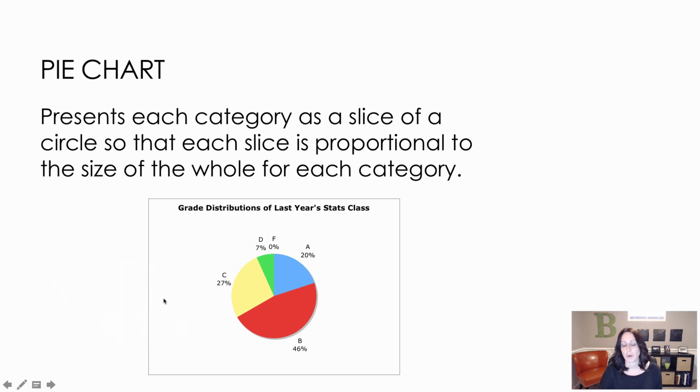A pie chart, again, we've talked about this and how it's nice because we're looking at the proportion or the part of a whole for each category. So again, using this grade data, we can see 20% got A's, 46% got B's, 27% got C's, 7% got D's, and then nobody got an F, which is great. So looking at that, it's very easy to just take a quick look and not have to work too hard to determine that most people in the class get a B.